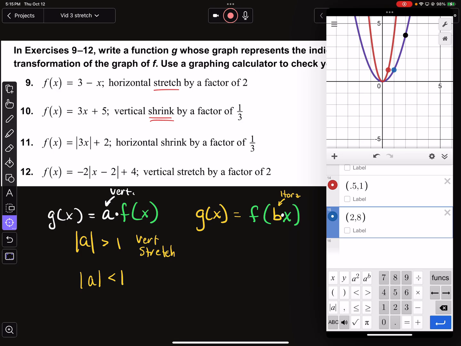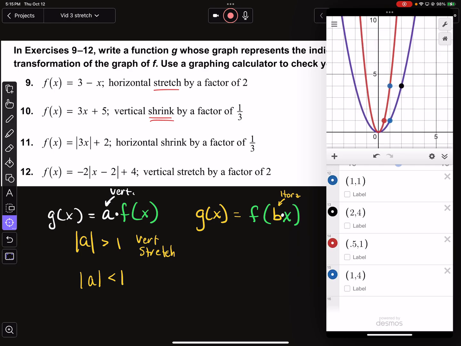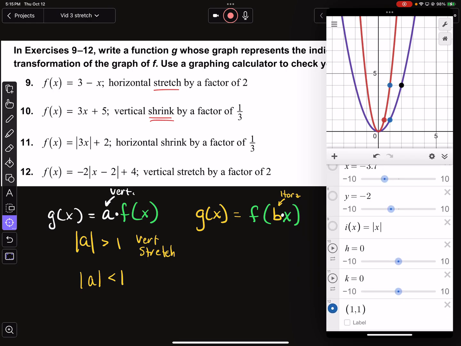Same thing here. I'm going to cut this 2 in half and make it a 1, 4, because usually I get 2 gives me 4, but now 1's going to give me 4. And you can see that's what happens. It cut my x value in half by putting a 2.